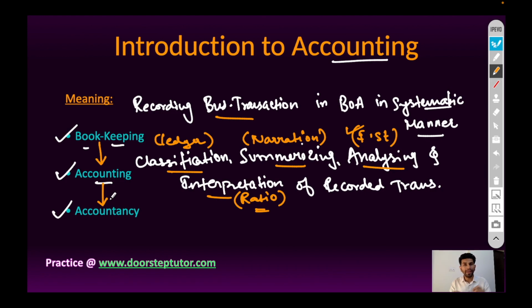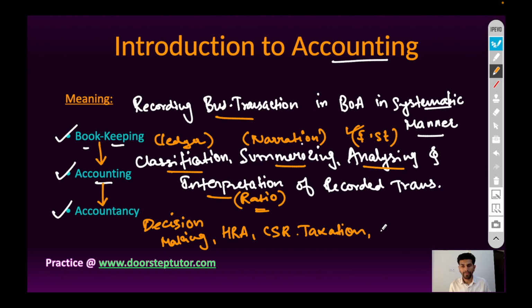Now, what is accountancy? Accountancy is a base for decision making, which includes human resource accounting or corporate social responsibility. So, accountancy is a wide concept. It includes everything. For example, taxation, etc.